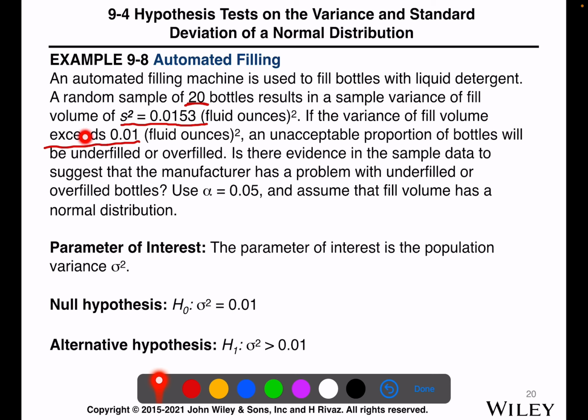So because the question says we have a problem if variance exceeds 0.01, this is a one-sided test, right? And by the way, that's always the case. Always, a large variance is a bad thing, and a small variance is a good thing, right? That's almost always the case. Whatever you do, you want to decrease the variance. Any questions about the problem statement? Okay.